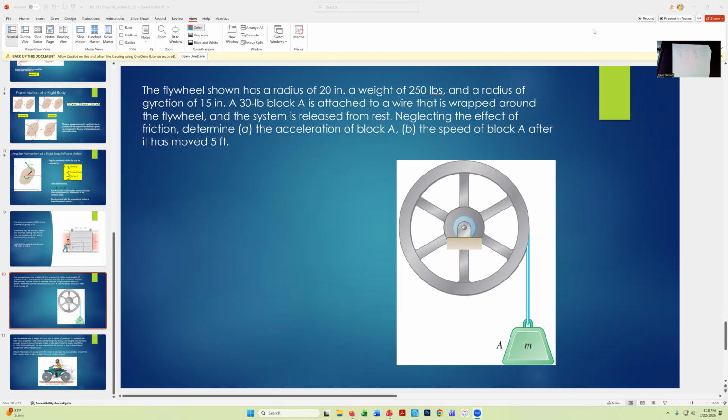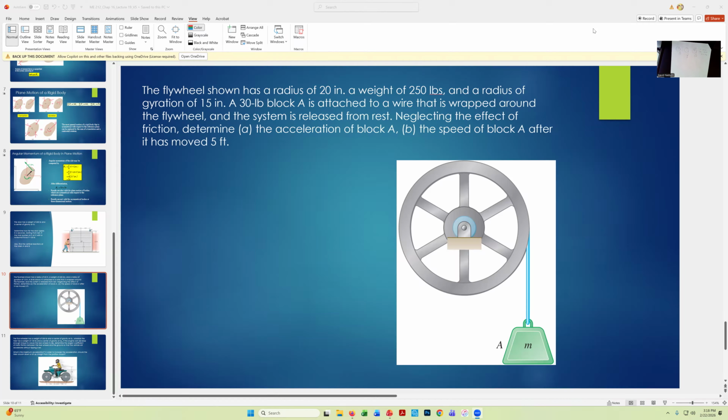Okay. Here's another example. Now, maybe I should have done that one before the last one, but let's look at it. This one is kind of a pure application of that equation I told you about. So here we have a flywheel. Let's just, I would say, take a moment to either screenshot or take a picture or write down what this looks like. Flywheel has a radius of 20 inches. It weighs 250 pounds. It has a radius of gyration of 15 inches.